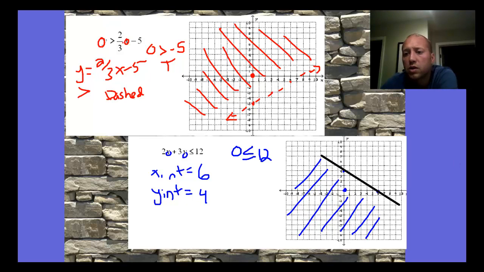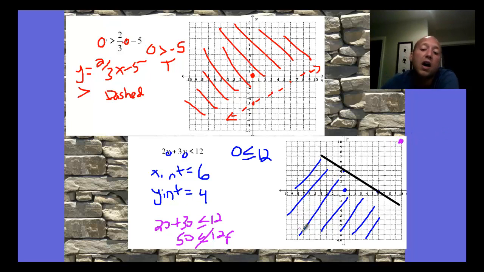If you felt like choosing the point 10, 10, we'll say, way over here, and I plug that into the original inequality, I'm going to get 20 plus 30 is less than or equal to 12, which is saying 50 is smaller than or equal to 12, which is false. So that shows that purple point is not a solution, so I should shade the other side, the opposite side.